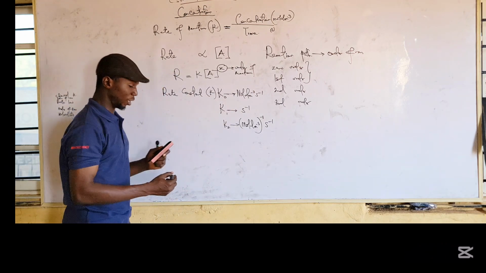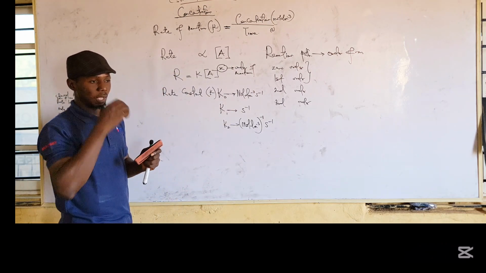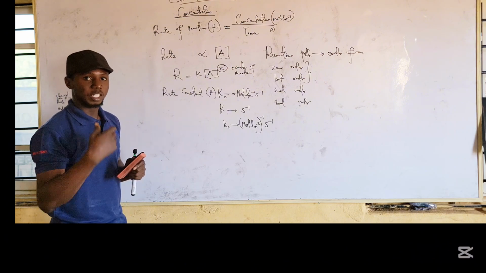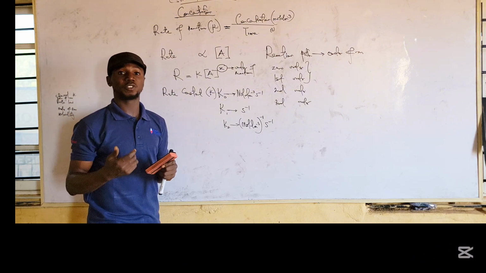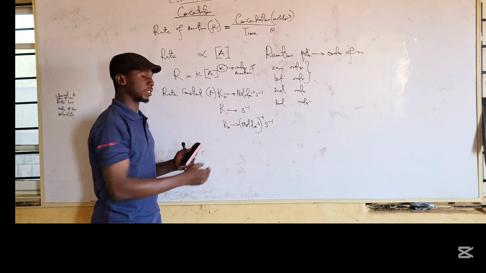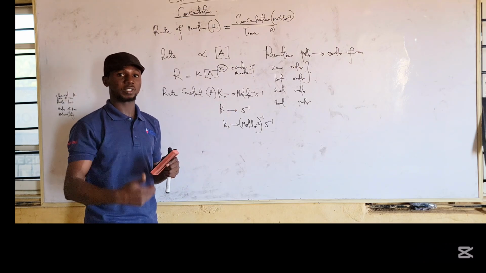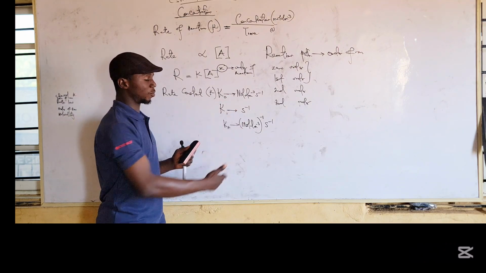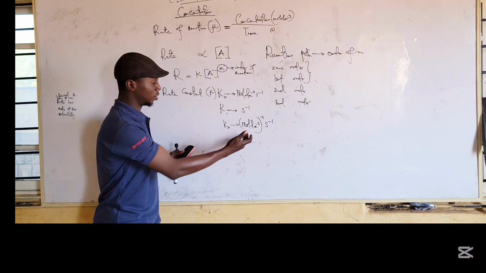The unit of K. So if you're given a question and you are given the rate constant, the unit of the rate constant will even let you know the order of reaction. If the unit of your rate constant is mole per dm³ per second, then you know that, of course, this reaction is zero order. If the unit is per second, it is first order. If it is this, it is what?